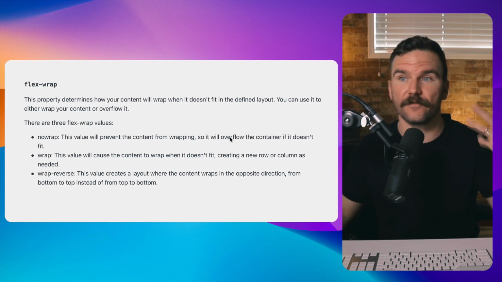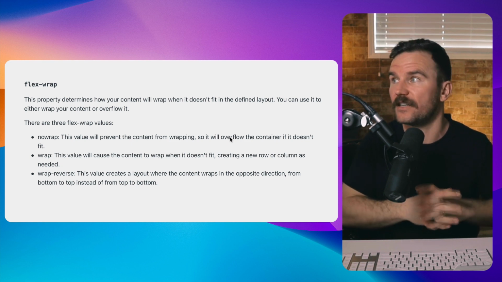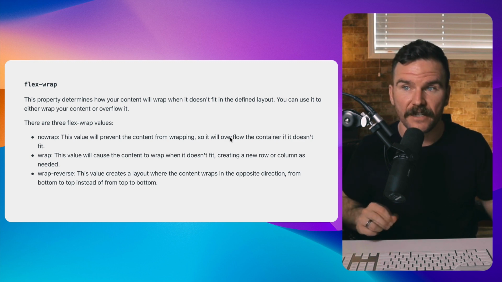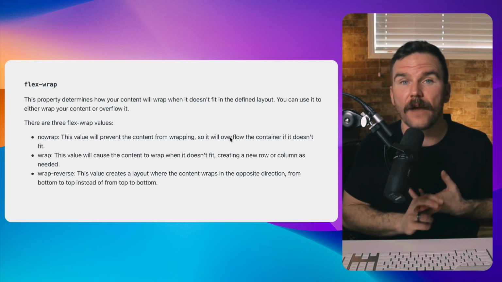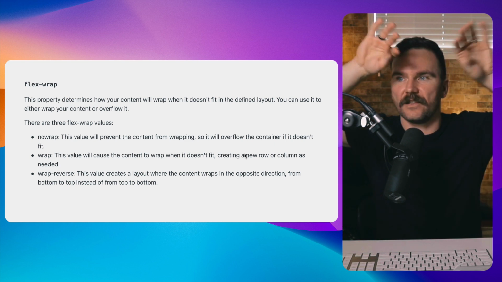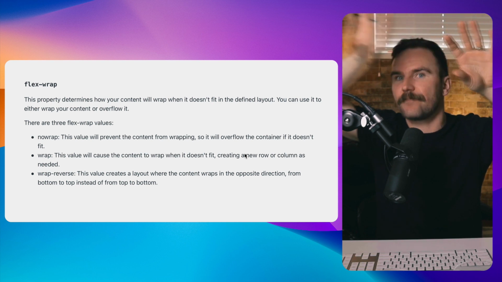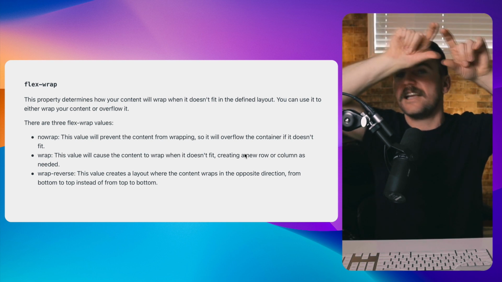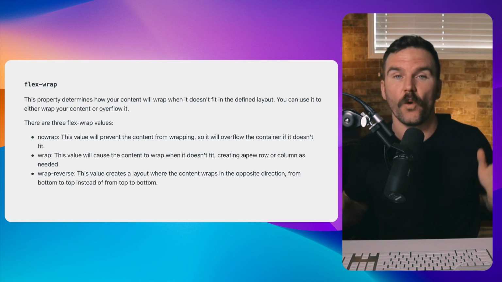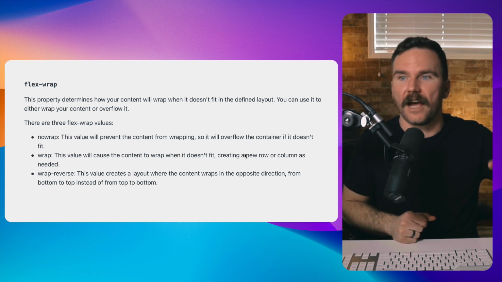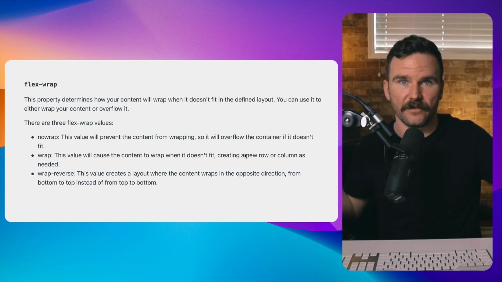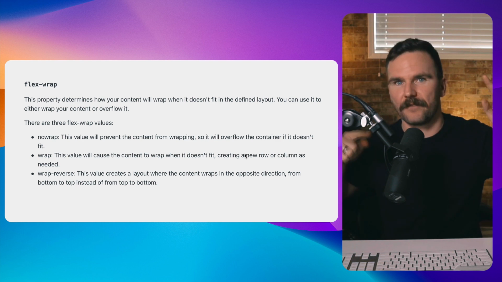Now, the next property is flex wrap. This property determines how your content will wrap when it doesn't fit in the defined layout. You can use it to either wrap your content or overflow it. There's 3 flex wrap values. There's no wrap. This is the default and it prevents the content from wrapping. So it will overflow the container if it doesn't fit. So it'll keep going from left to right or up and down, wherever. It'll just keep going. You might not want to use that, but in some cases you actually want to keep that wrapping down below rather. And then wrap, this causes the content to wrap depending on the screen size. This is where responsive design comes in. And then wrap reverse. It's just wrapping, but in reverse.